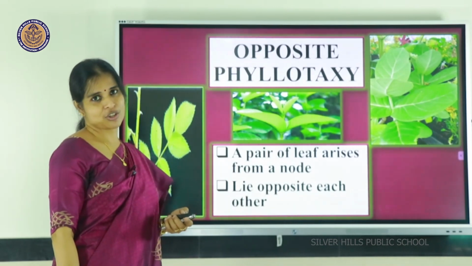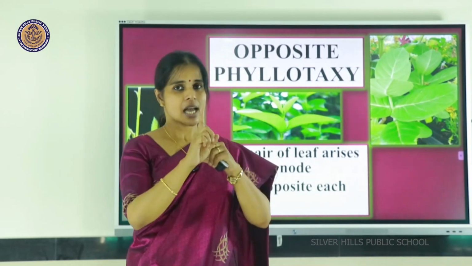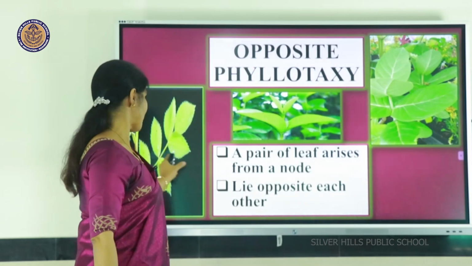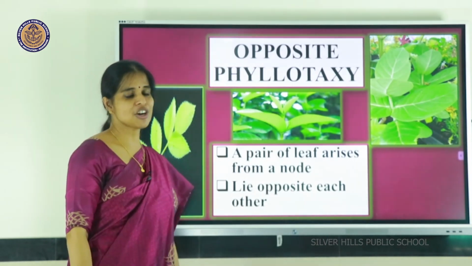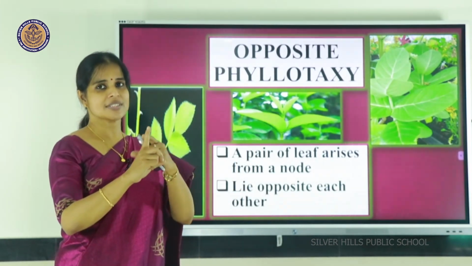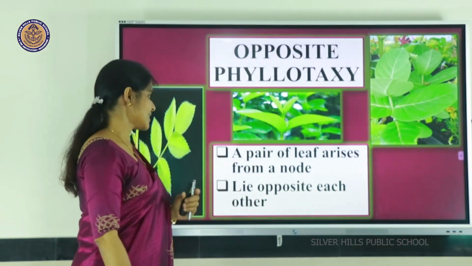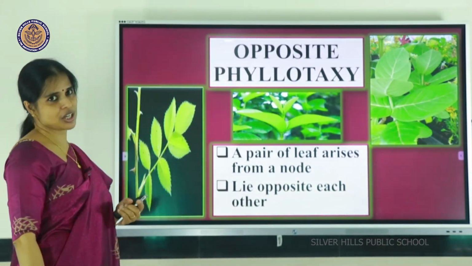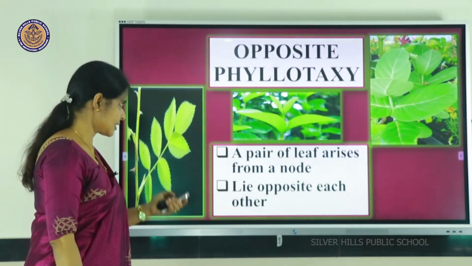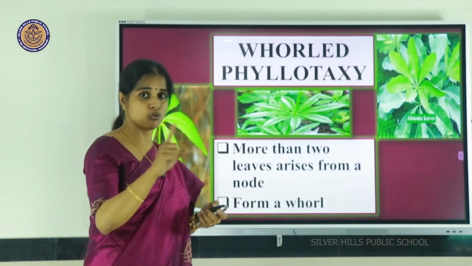Next is opposite phyllotaxy. On a stem, here a pair of leaves are arising, that is, 2 leaves are arising from a node and both the leaves are lying opposite to each other. This is seen in rose, guava plant and others. A pair of leaves arising from a node and lying opposite each other is known as opposite phyllotaxy.